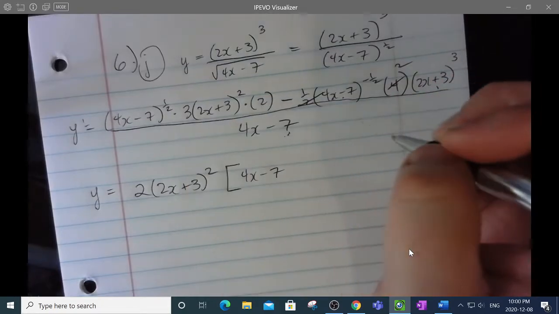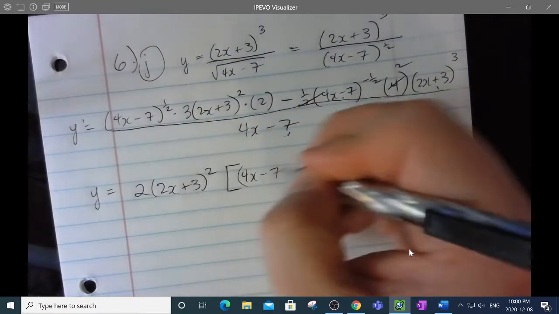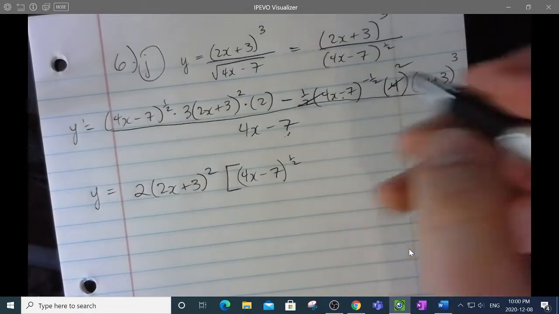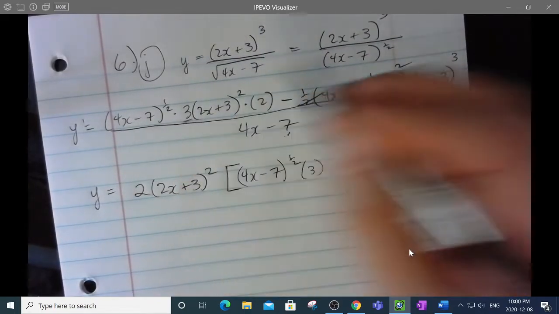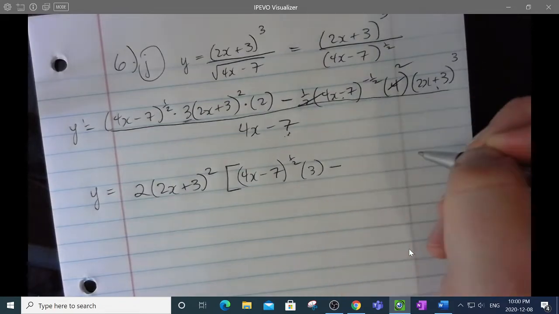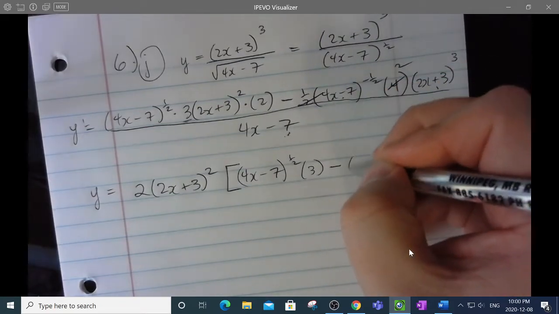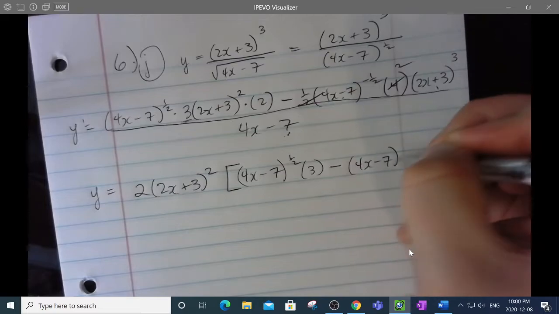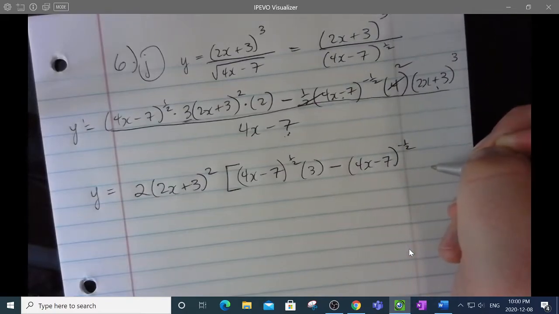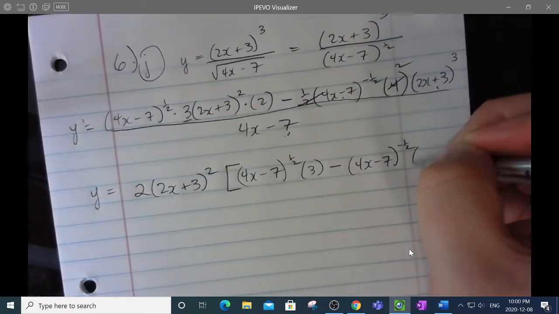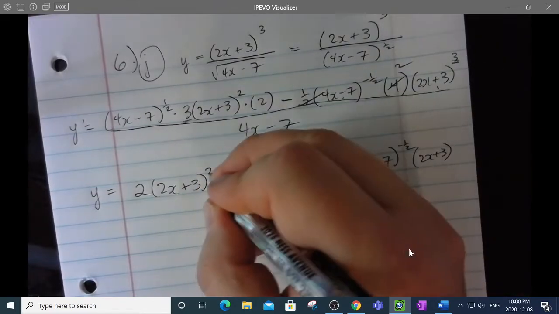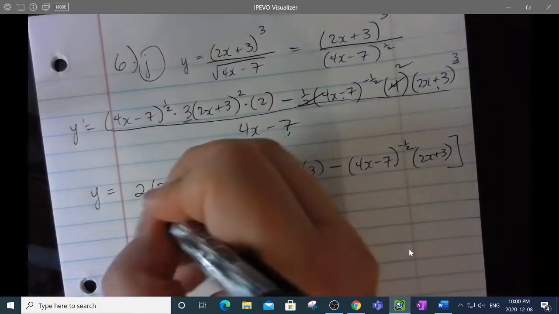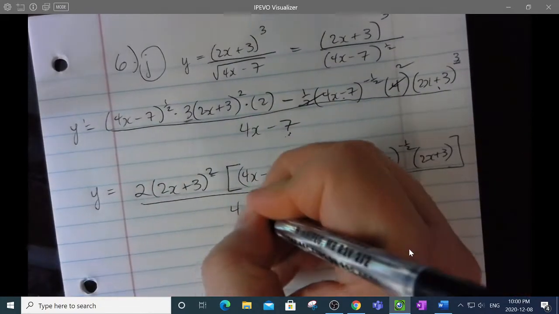Yeah, we might actually factor out that too, but I'm just going to try this for now. To the 1/2. There's still a 3 here, because I factored out the 2, but the 3 still left behind. Minus (4x minus 7) to the negative 1/2. And there's still a (2x plus 3) factor, because this was a 3 and I only factored out 2 of them. All over 4x minus 7.